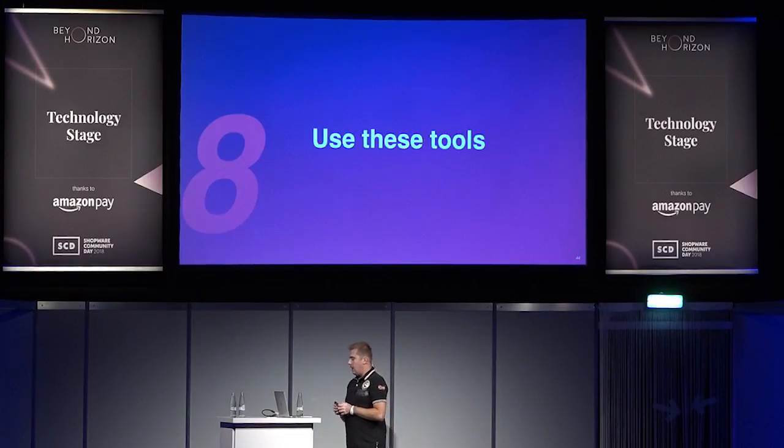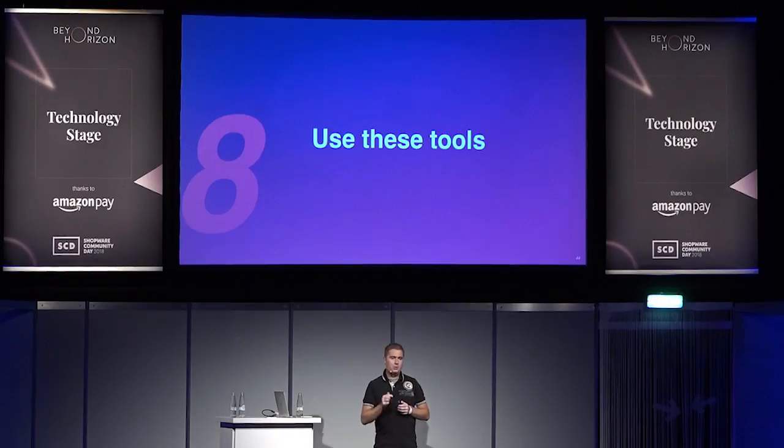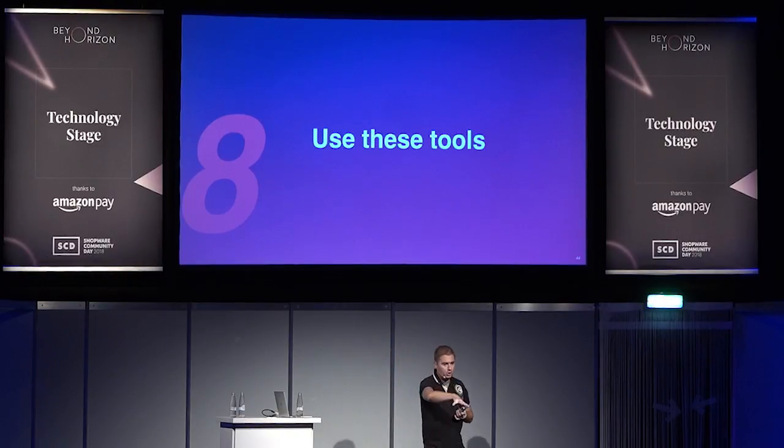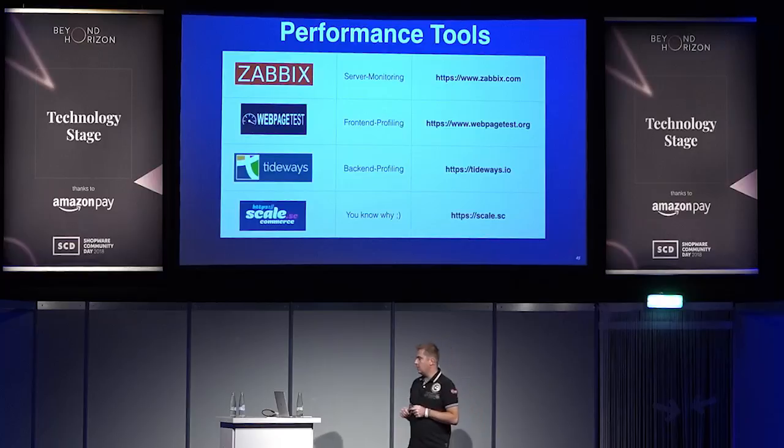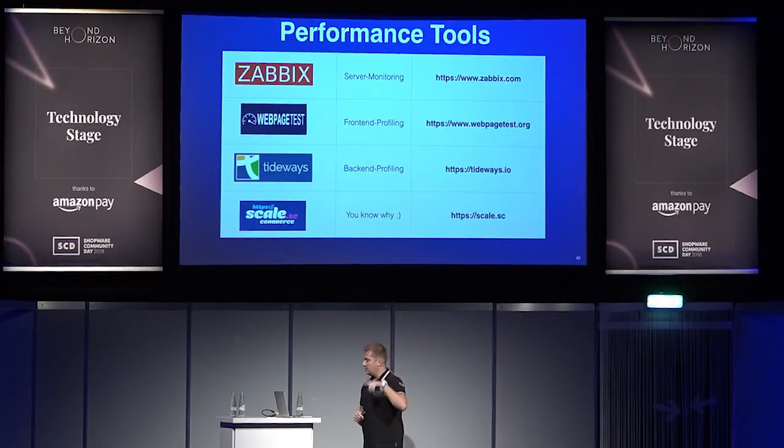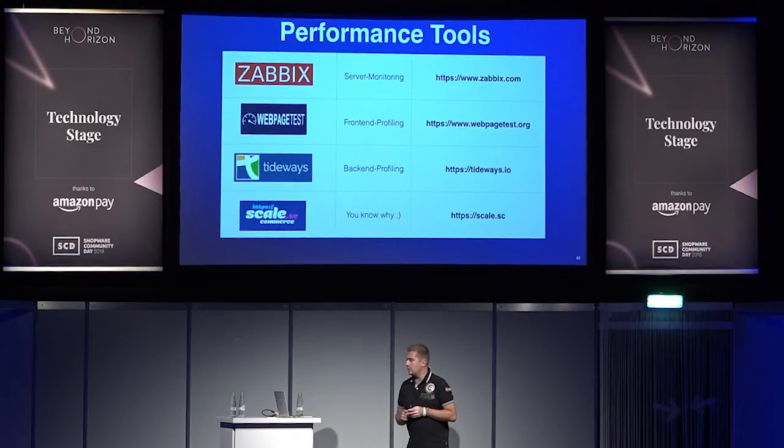So now I want to show you the tools that you need to be able to compare your shop to all of the shops I showed you on the previous slides. First of all, most of these are open source. So you should use Zabbix for server monitoring in terms of how many CPU cores do I need, are the servers big enough or too small, whatever stuff.